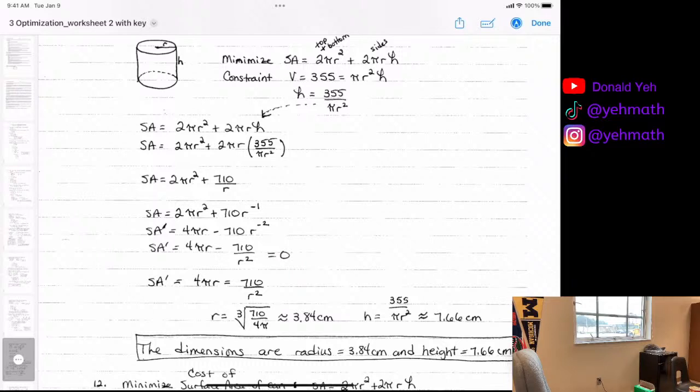Cost, yeah, for next year. Equals 9, 6x squared per square inch. 6x squared.